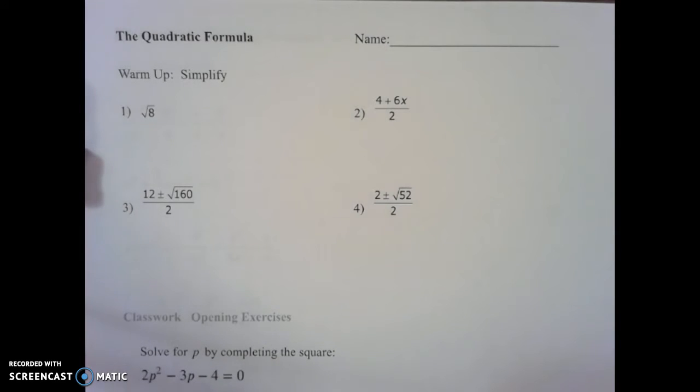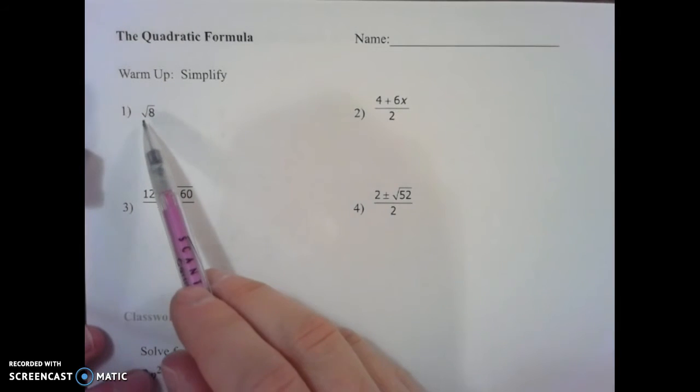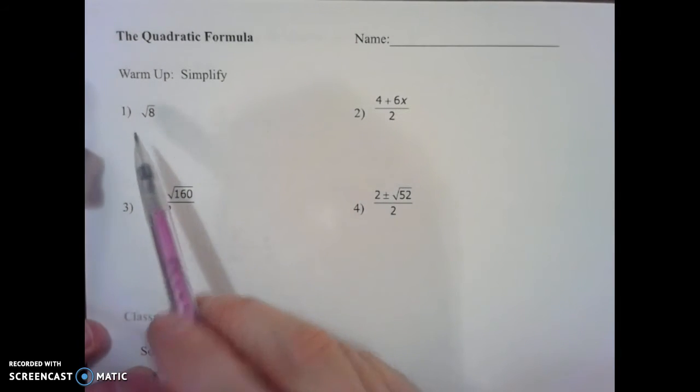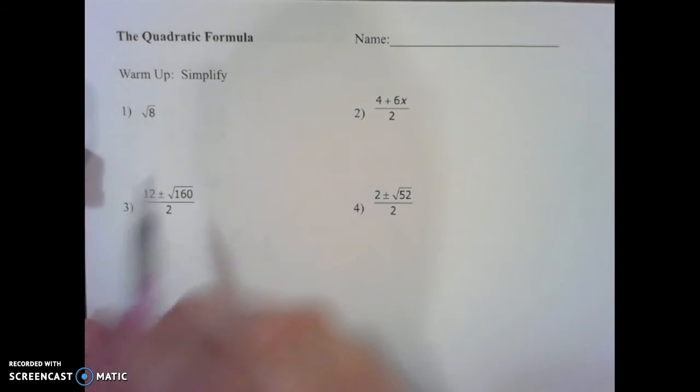In the next set of examples, we're going to want to solve using the quadratic formula, which is going to mean that we're going to have to review how we can simplify radicals. And so looking at this first example, it says radical 8. To simplify a radical, what you're going to want to do is see if you can rewrite the number that's underneath as a product with a perfect square.